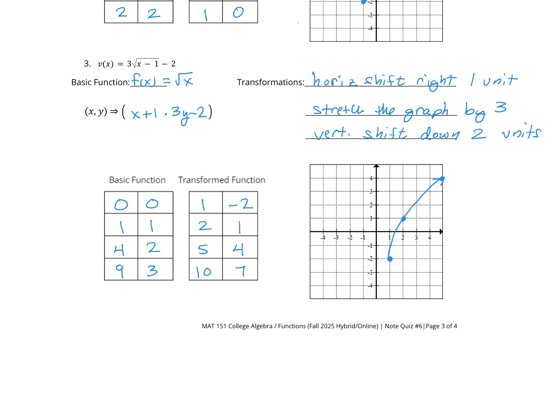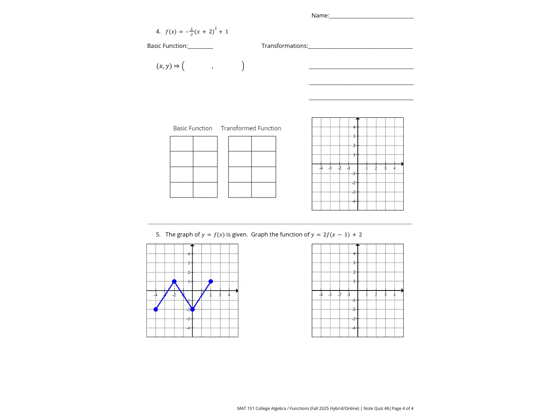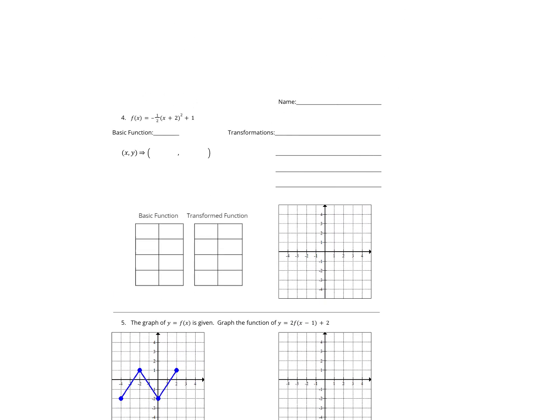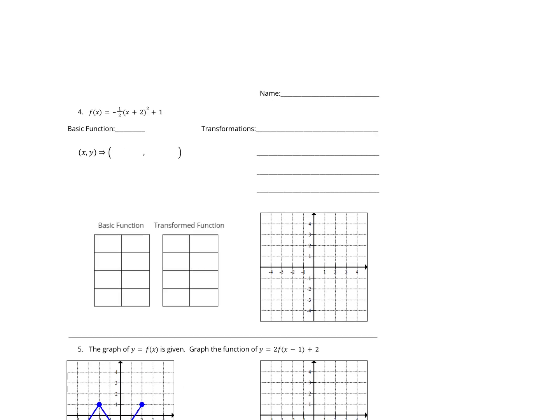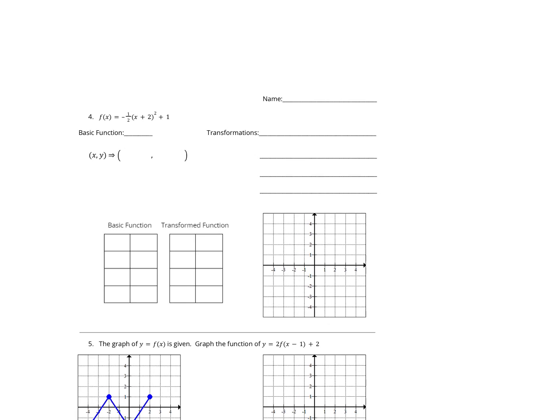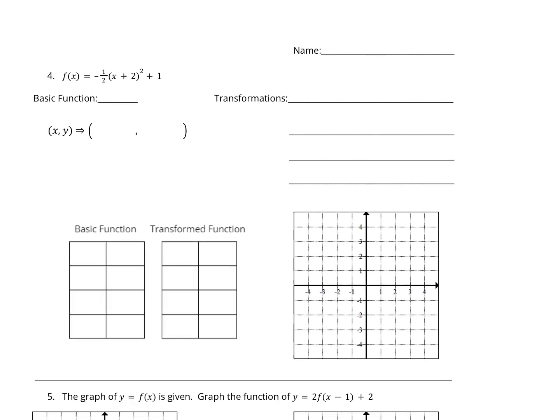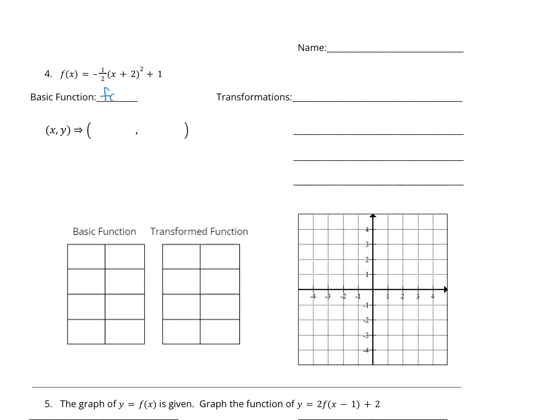All right, next up, let's move on to the last final page of this notepad. Let's first take a look at the top problem, which is a combination of a lot of transformations. There's 4 of them. First thing to do is identify the basic function. You should hopefully see that that's just the parabola, f of x equals x squared. All right, so f of x equals x squared is our basic function.